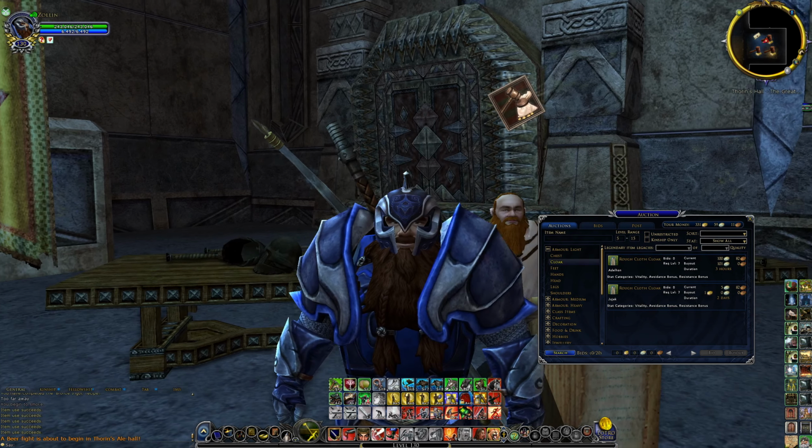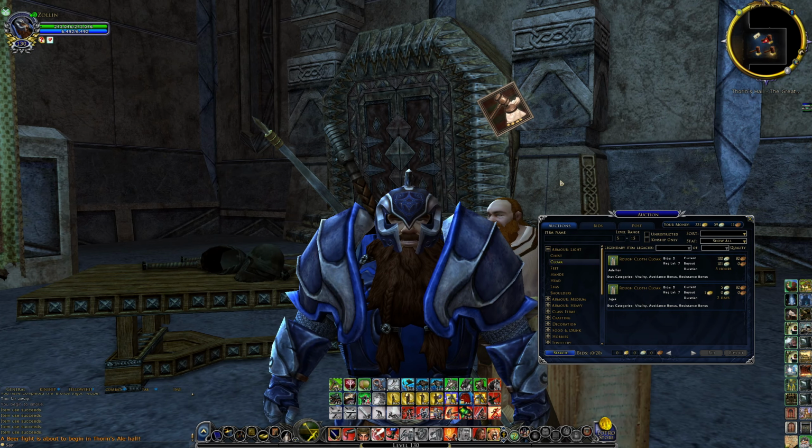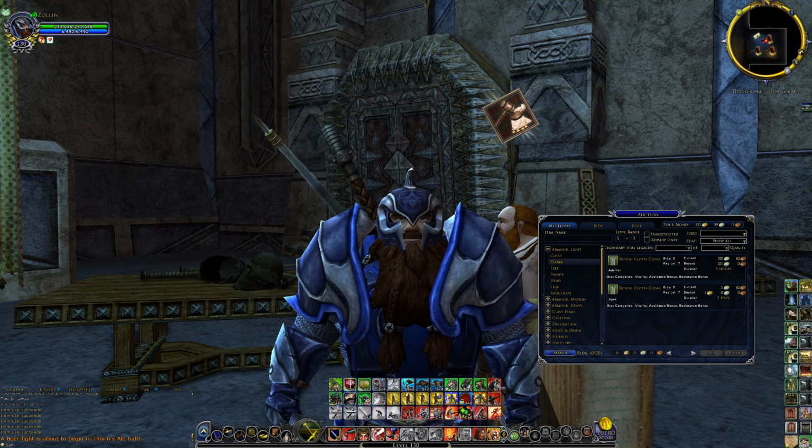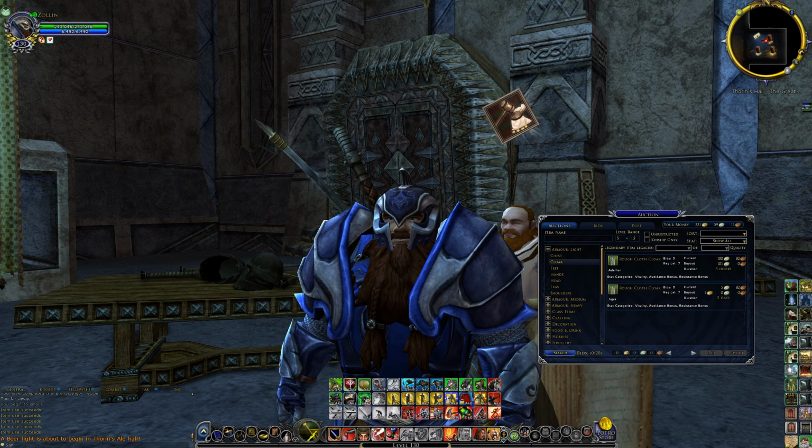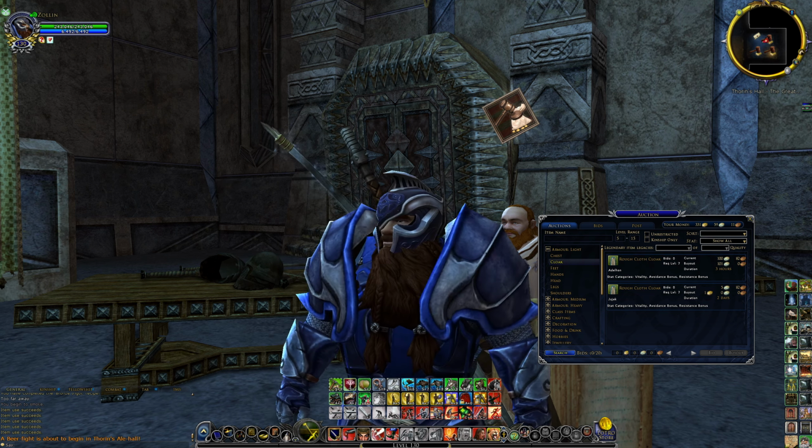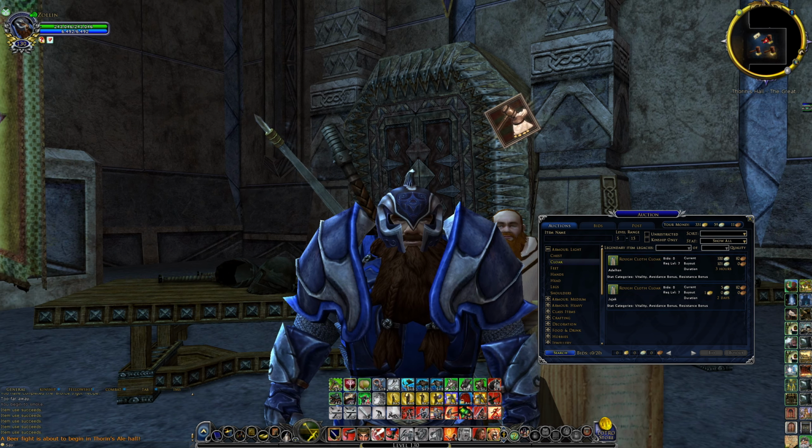That's the same thing with the shared storage we talked about for your account. If it's bound to your character, you wouldn't be able to put it in the shared storage. If it's bound to your account, you'd be able to put it in the shared storage between all your characters on this server and account.